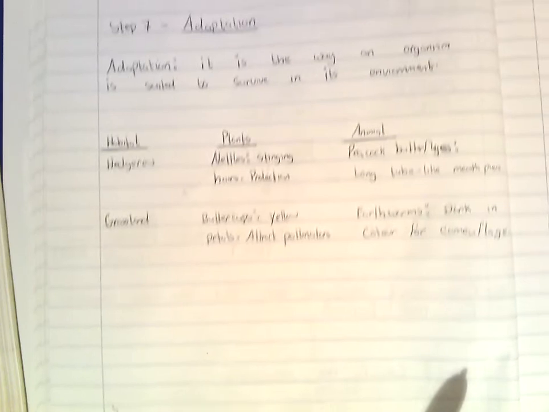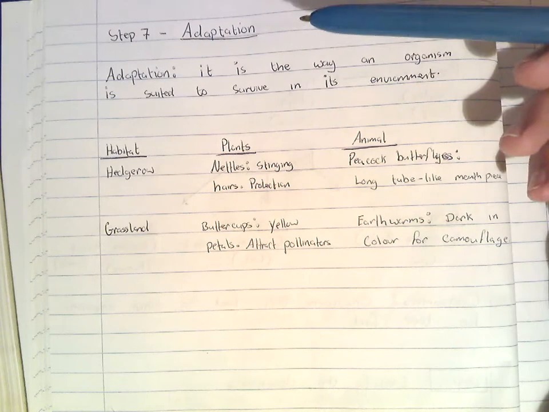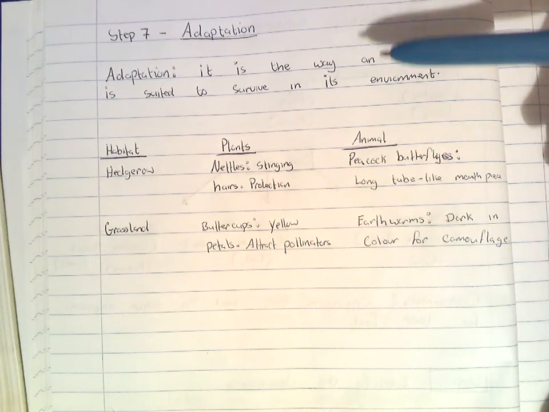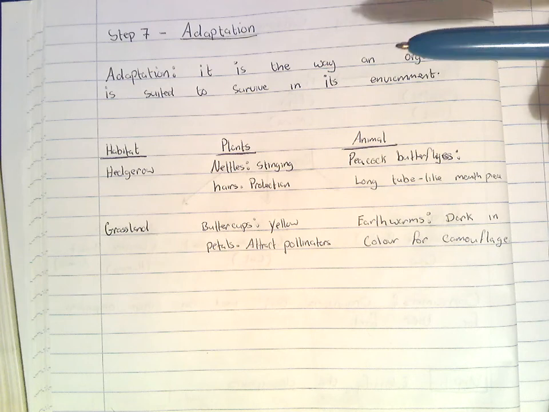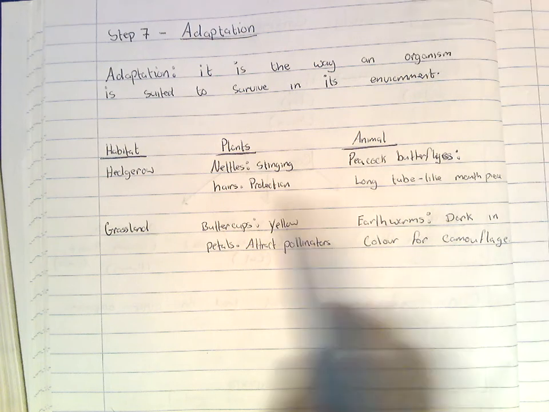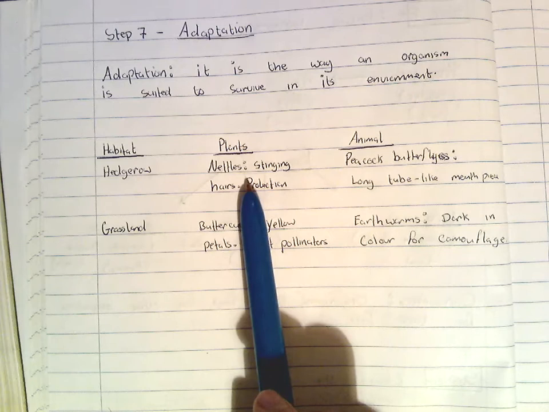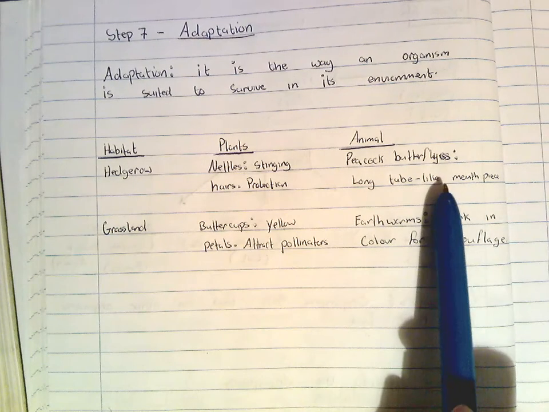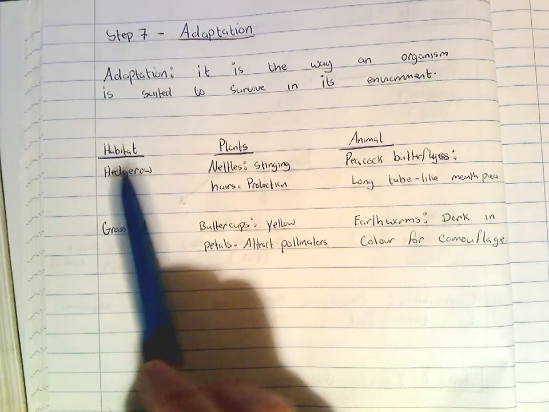So in the last lesson, we looked at adaptation. Basically, adaptation is something that the organism gets or has that gives it an advantage within its particular habitat. And we looked at some examples of different plant and animal adaptations and the benefits that they gave within their particular environment.